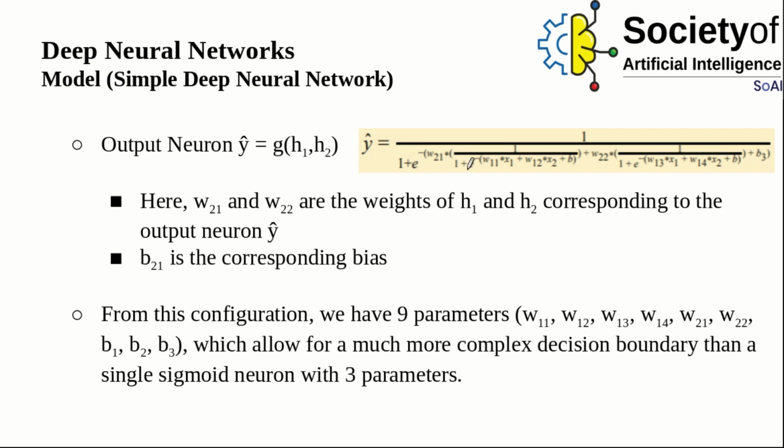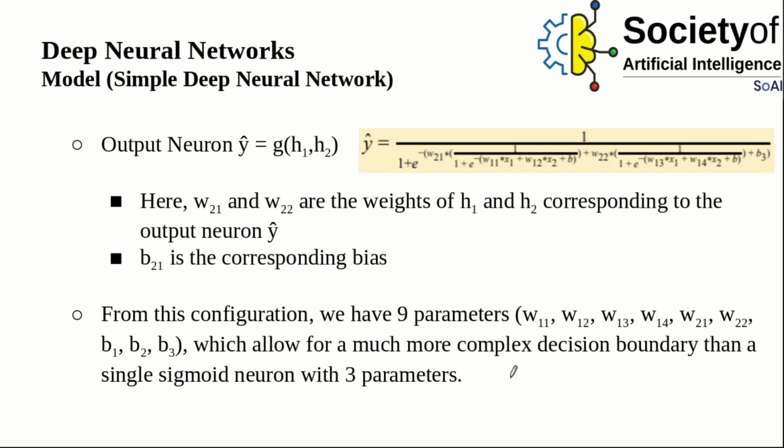Now, the output neuron is defined as 1 upon 1 plus e to the power minus of (W21 times the sigmoid value of h1, plus W22 times h2, plus b3). Here, W21 and W22 are the weights of h1 and h2 corresponding to the output neuron y cap, and b3 is the corresponding bias.